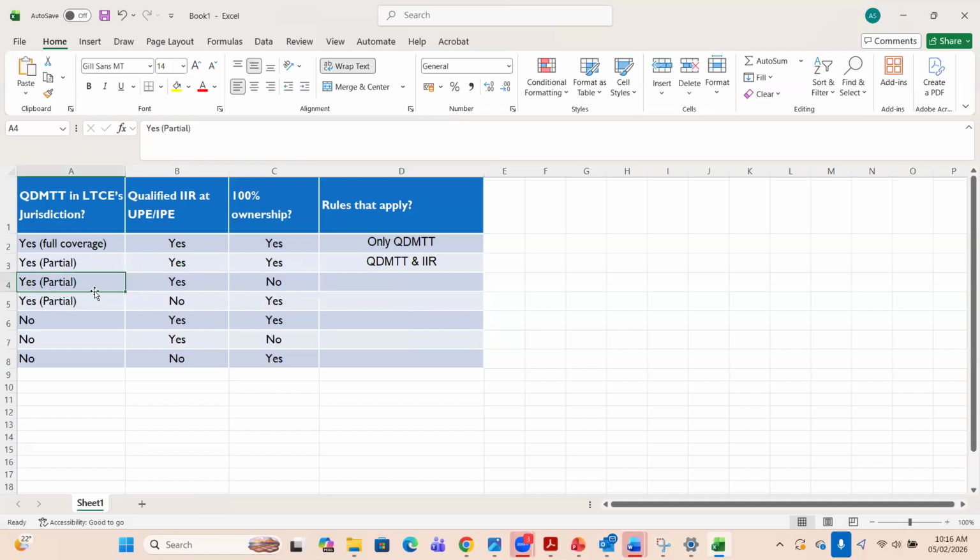Now let's take the third option. QDMTT is there, but again it's partial. Qualified IIR status is there, but 100% ownership is not there. Now what will happen? What all charging mechanisms could kick in? There is a partial QDMTT, there is a qualified IIR status, but there are minority interests.